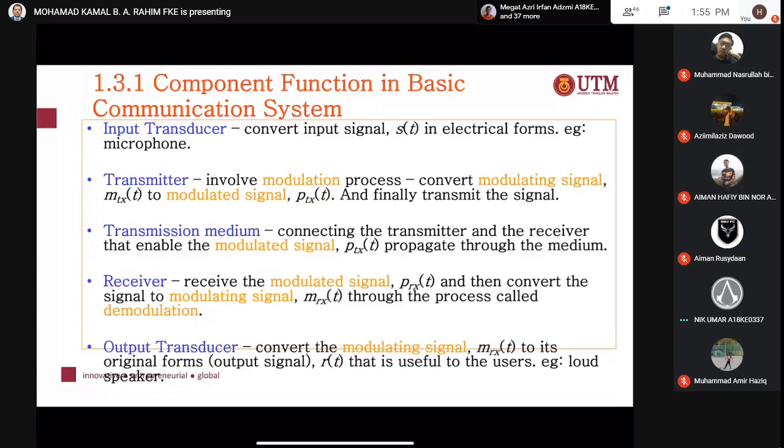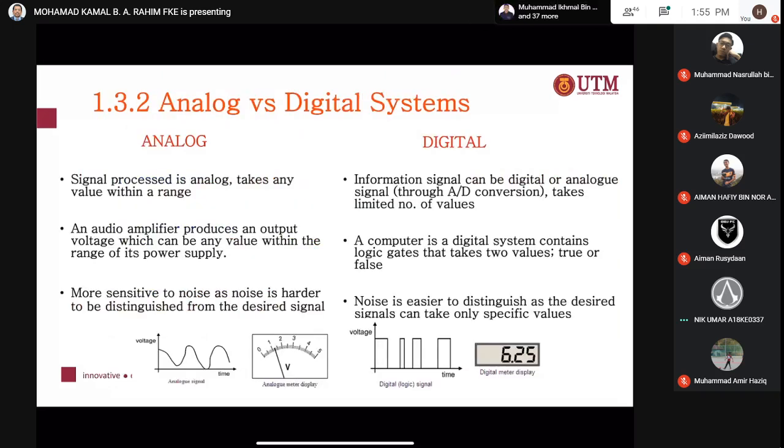Alright, so these are the things that I already explained to you just now. You have an input transducer, a transmitter, a transmission medium, a receiver, as well as the output transducer. In terms of the signal, as you can see, you learned about signal and system before.